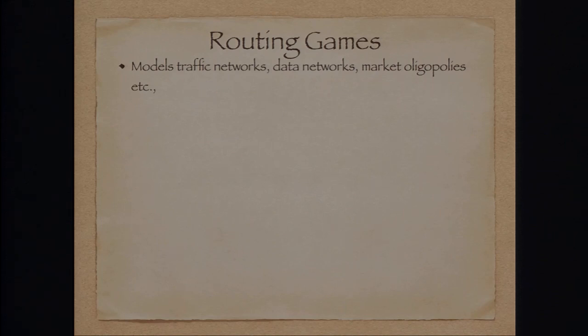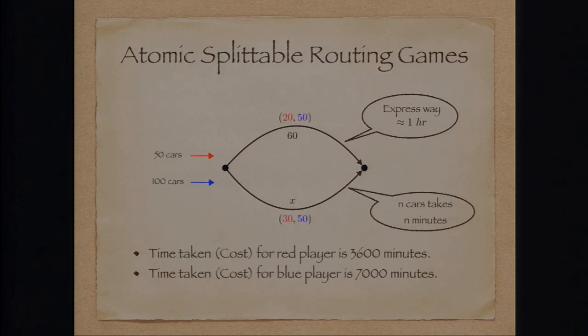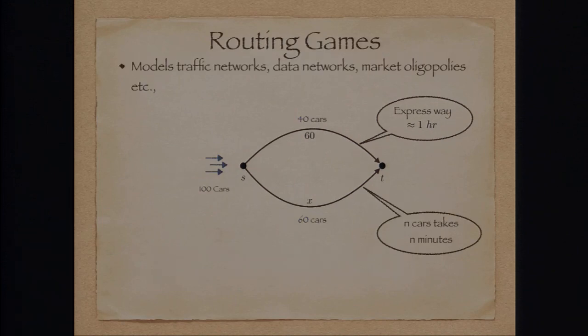So consider this example, where there is a source and a destination. There are two paths. One is a broad expressway where, independent of the number of cars, every car takes 1 hour. And another is a short path which is congested, and every car takes time equal to the number of cars on the edge. For example, if we take 100 cars in a network, and 40 cars go on the top edge and 60 cars go on the second edge, then every car takes 60 minutes and it's an equilibrium.